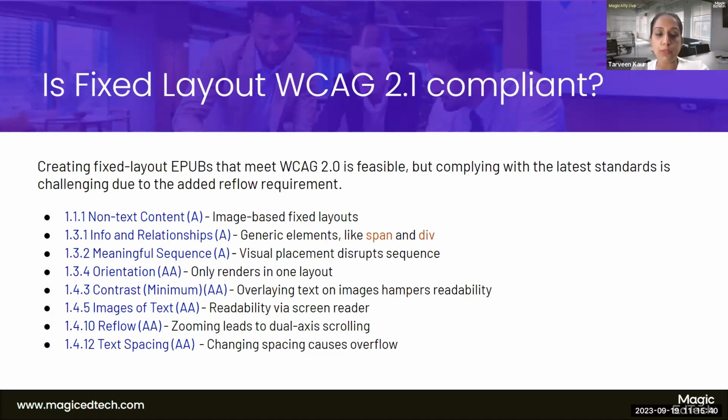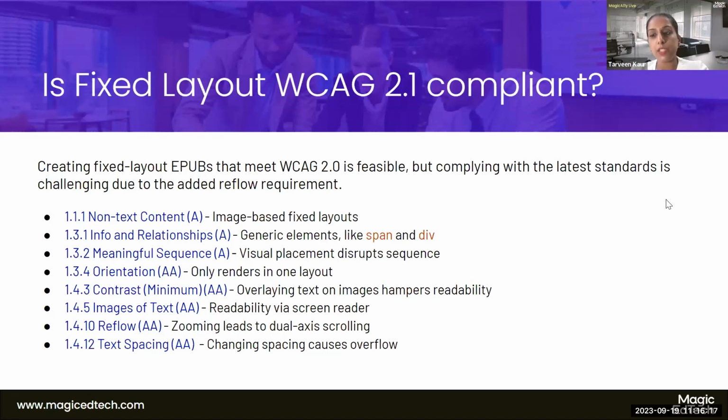Orientation, 1.3.4. Again, these are fixed layout, can only be done in the vertical way. You can't move them in both orientations. 1.4.3 is the next one, contrast minimum. Considering there is a lot of overlaying text on the images and there would be callouts and other possibilities, it sometimes gets very difficult to ensure compliance and fix every item to meet this guideline. It hampers readability for the content that is placed exactly over the images.